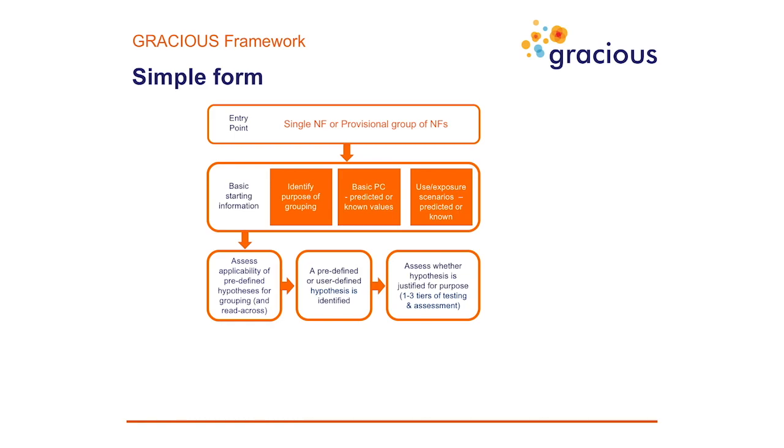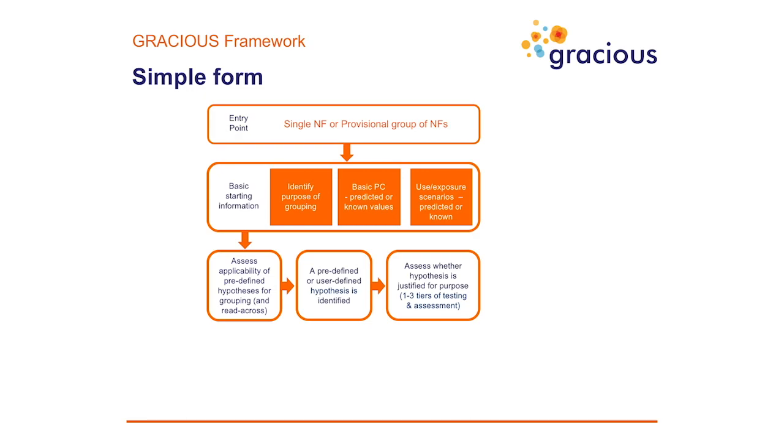The framework is populated with a large variety of different hypotheses which the experts within the Gracious Consortium have constructed through knowledge of the published literature. And so the basic information will be used to screen and identify the most relevant hypotheses that explain how your nanoforms can be grouped together based on a specific hazard endpoint. If one of these predefined hypotheses are not relevant, the framework also includes a template that allows the user to make their own user-defined hypothesis.